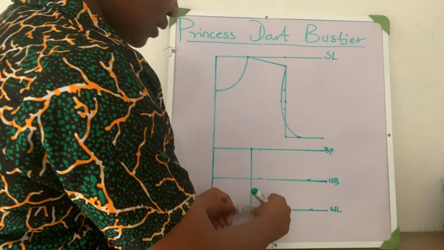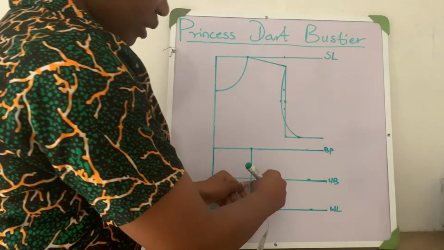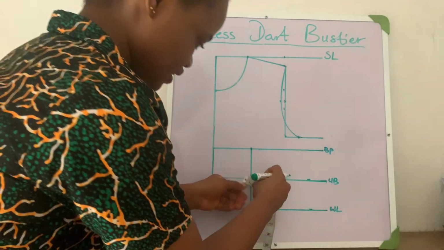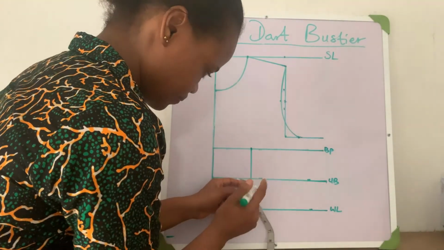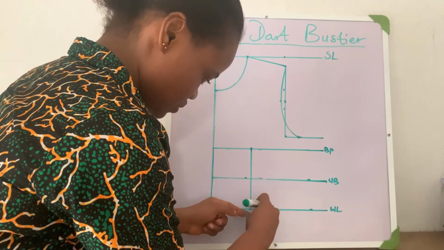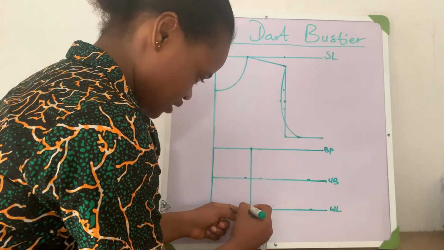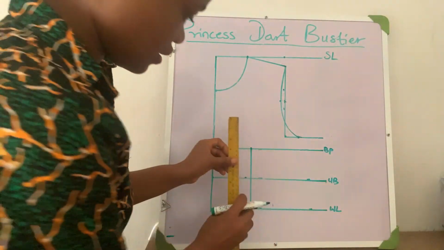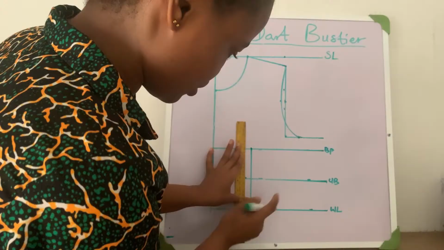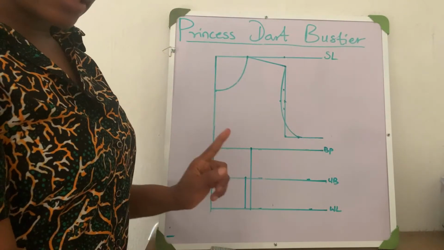So at this point, this part going towards the middle, you come in here by half inch. Come in by half inch at this under bust line. At this under bust line, you mark half inch. And at the waistline, you also mark half inch. And you connect it in a straight line, the under bust and the waistline this way. This side it is constant.